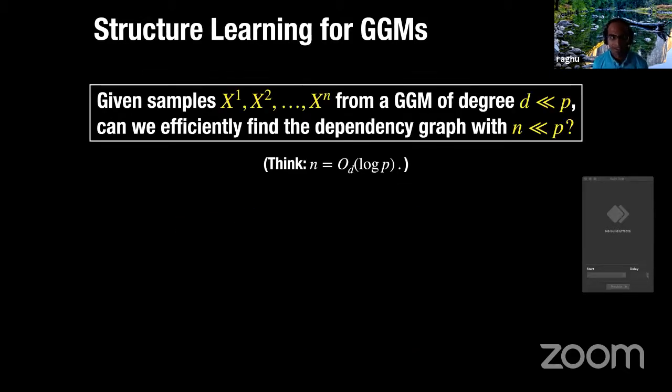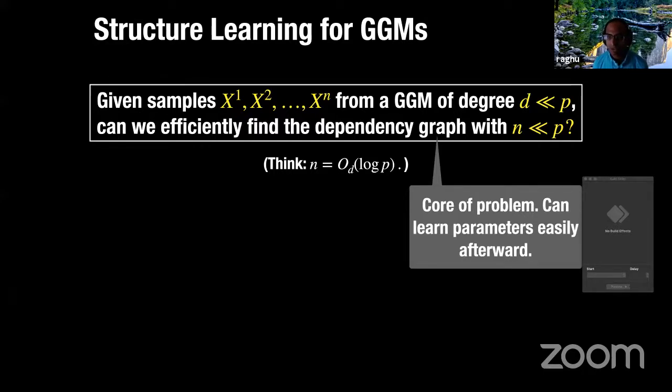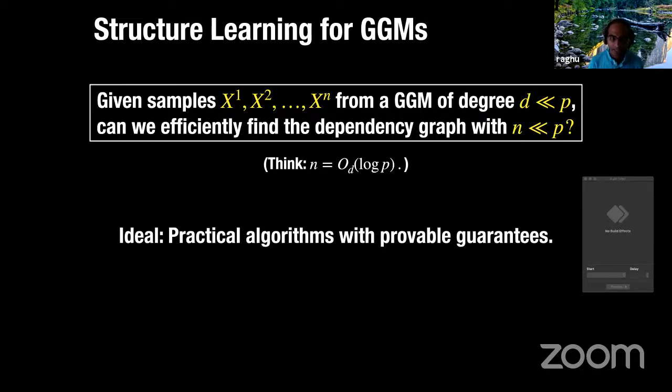So here's our challenge question again. We have n samples where we're thinking of n as much less than p. The degree of the GGM is much less than p, and we'd like to learn the dependency graph. So we should think of achieving n, the number of samples, being logarithmic in p. Learning the dependency graph is the core of the problem, because once I know the dependency graph, I can estimate the parameters by reducing to d by d subproblems instead of working in this big p-dimensional space. So believe me when I say that learning the dependency graph is the main bottleneck in many inference and learning questions afterward. And ideally, we'd like simple algorithms with provable guarantees.